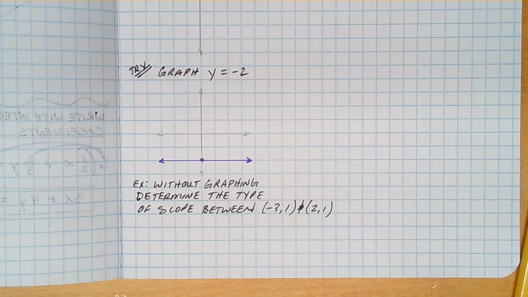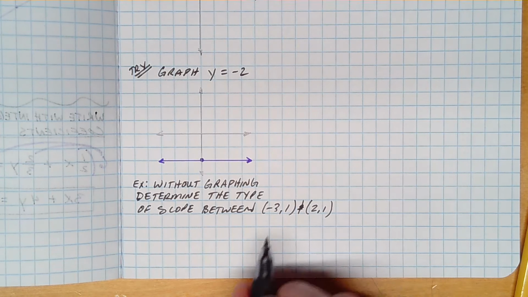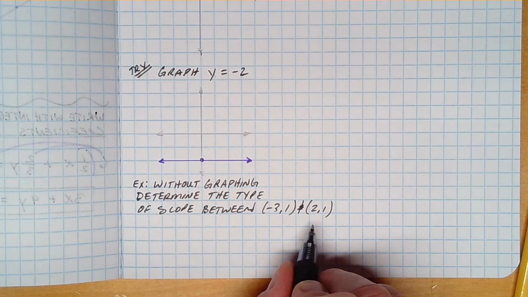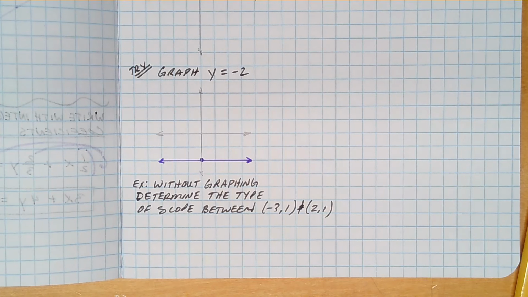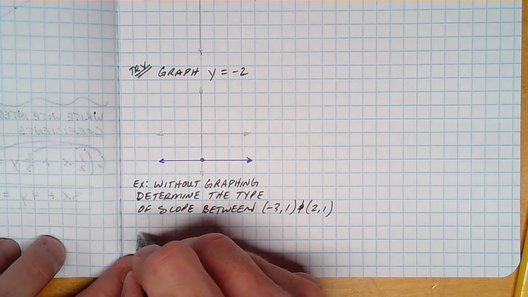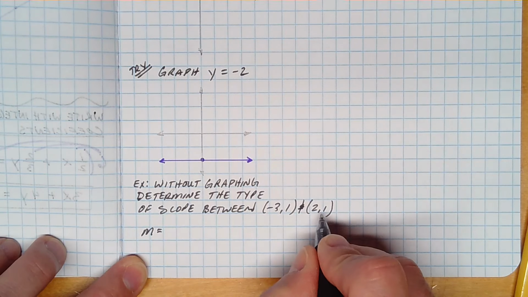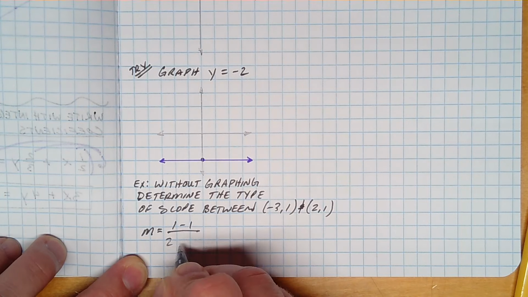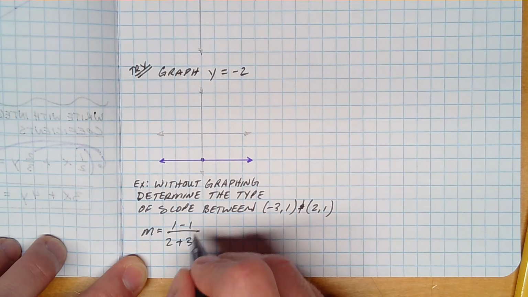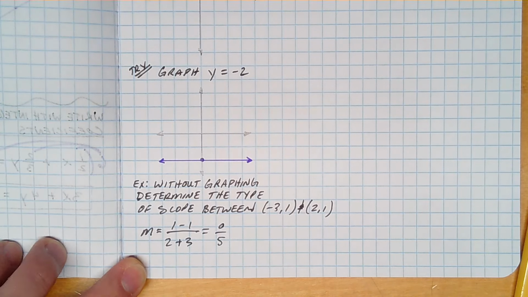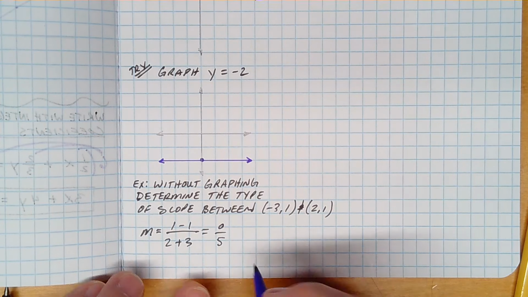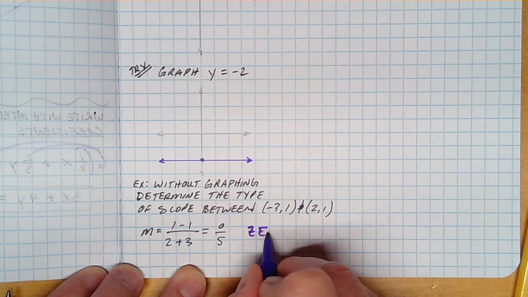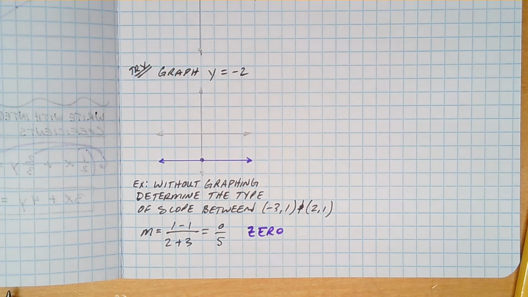All right, last example for horizontal lines. I want to determine what type of slope is between the points -3, 1 and 2, 1 without graphing. So I'm going to use the slope formula, and I could see that I'm going to have 1 minus 1 over 2 minus -3, so I'm going to turn that into +3. So that's 0 over 5. So right away, I can tell that this is going to have a slope of 0 because 0 divided by any number is 0.